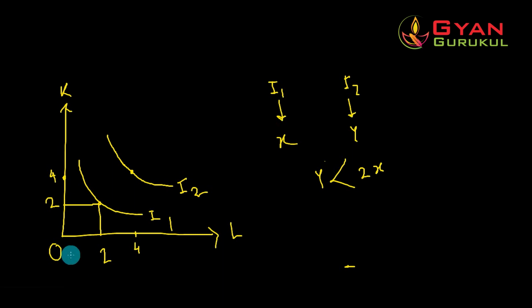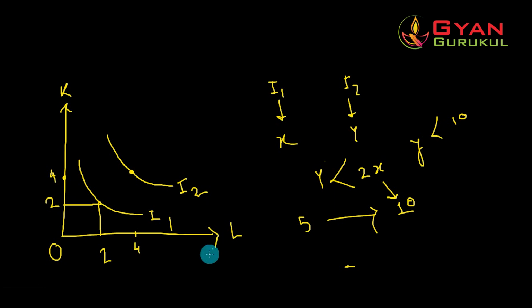That means if the output represented at this isoquant I1 is 5, then if we increase the output by 100%, or to twice the initial level, it should have been 10, that is twice X equals 10. But now the output represented by this isoquant, I2, is such that it is less than 10, or less than twice the initial output.